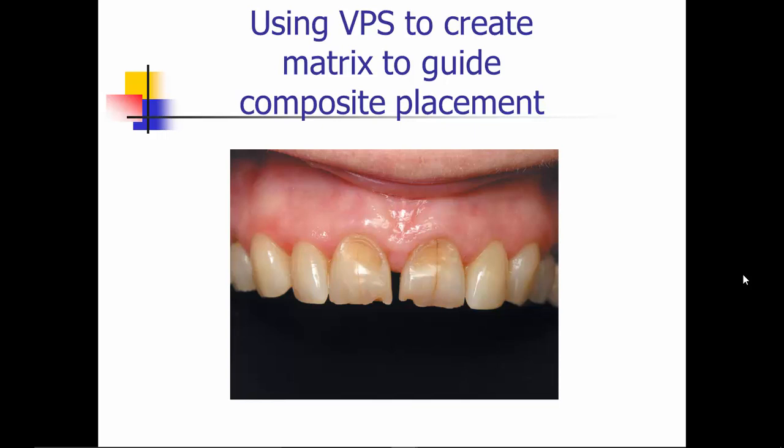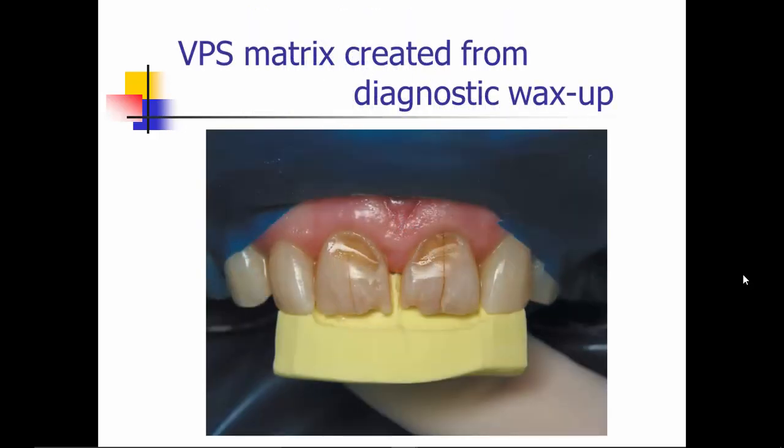In fact, I can go in and have the lab create for me a diagnostic wax-up. I then can make an impression with a VPS matrix using putty of this wax-up. And then when I'm placing my composite resins, I can now shape them to this stent that's placed on the lingual surface.